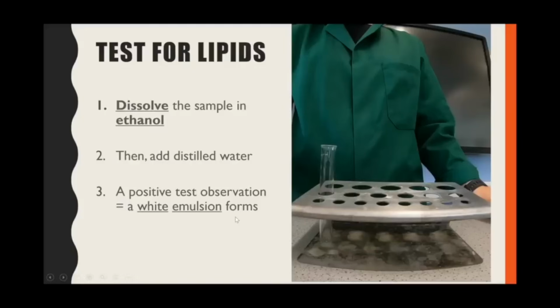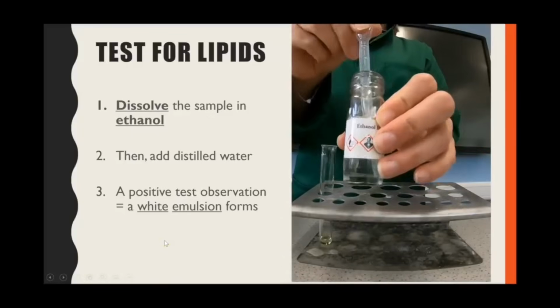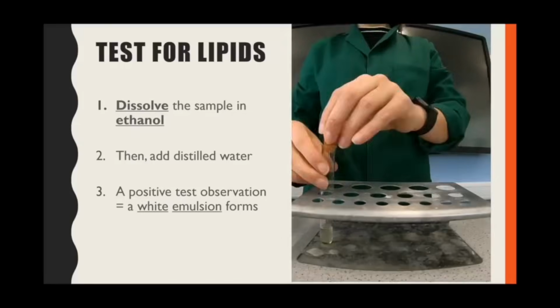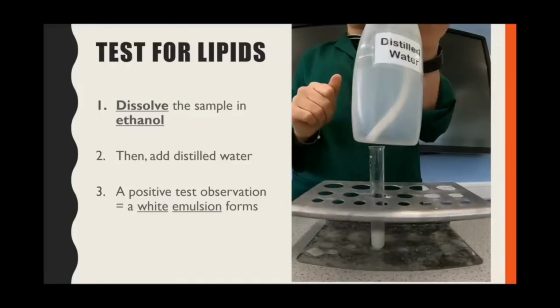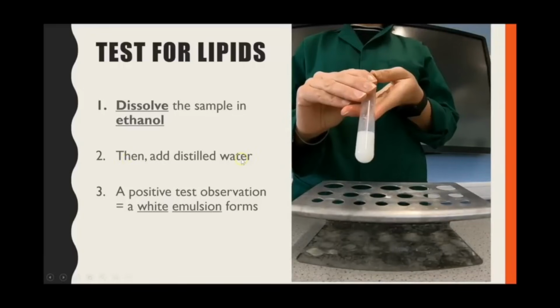So the last test is the test for lipids, and I'm going to use oil as my lipid. And step 1 is you have to dissolve the lipid in ethanol. So to dissolve it, bung on top, shake it up, and it is dissolved. The next stage is you add distilled water and shake it again. Positive result is it's white in colour and it's an emulsion. So you would have to state both of those parts, the colour and the fact it's an emulsion. There's no precipitate, there's no solid that has been made, it is just an emulsion.